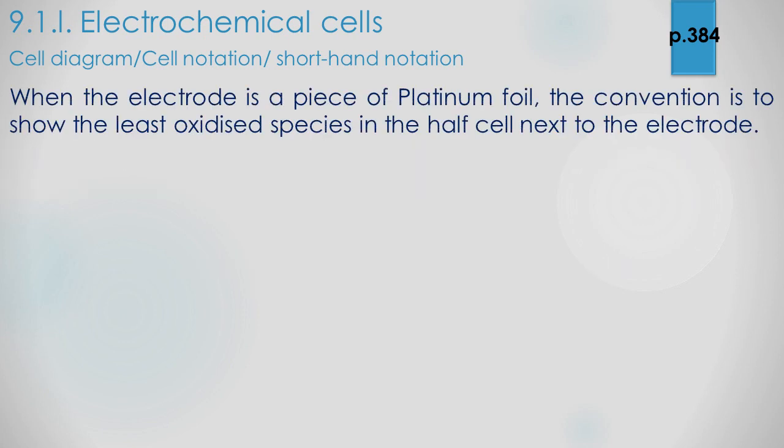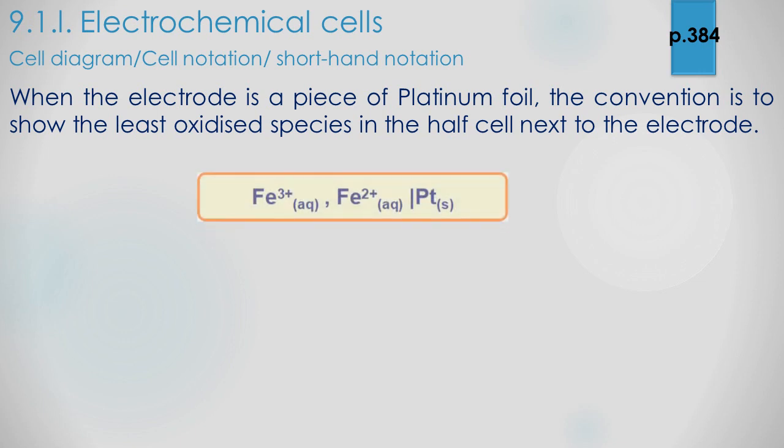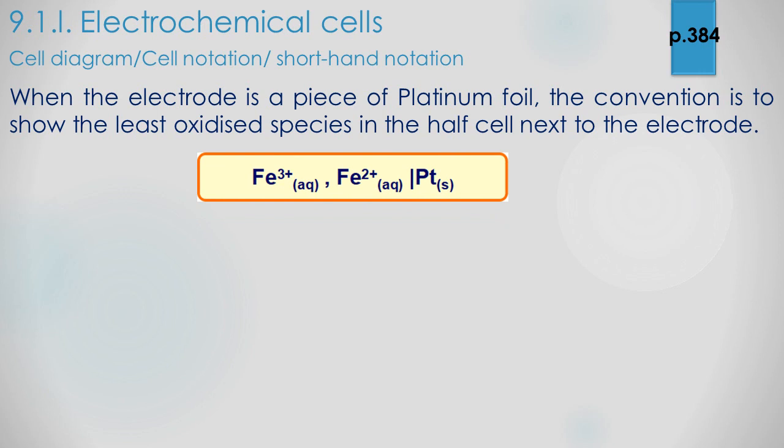When the electrode is a piece of platinum foil, sometimes you don't have a metal, like in H+/H2, or in Fe3+/Fe2+ cells, you don't have a metal to conduct the electricity. We use a platinum foil in order to compose an electrode. The convention is to show the least oxidized species in the half cell next to the electrode. So for example, you have Fe3+, Fe2+.